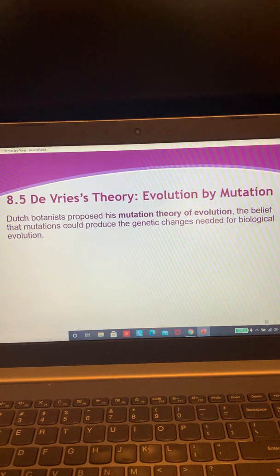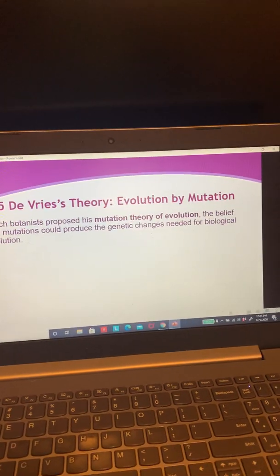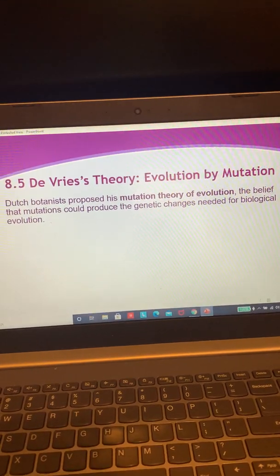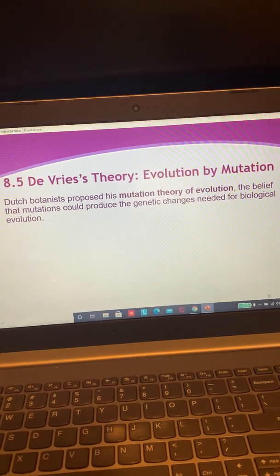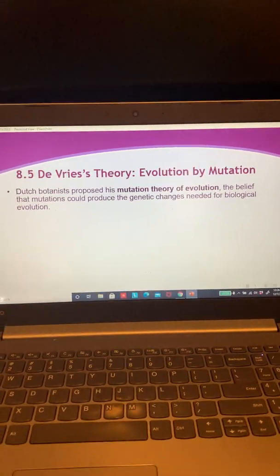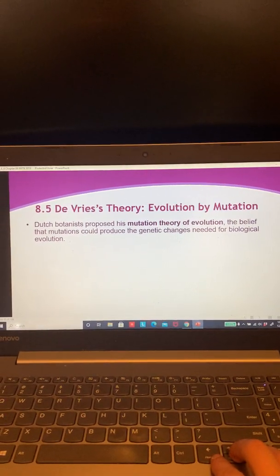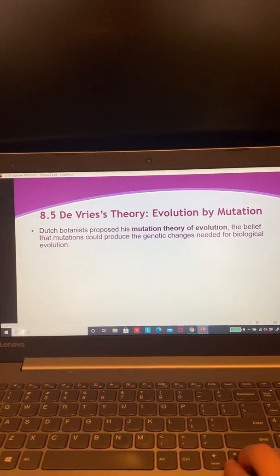Well, De Vries came about his theory when there was more knowledge about mutations and genetics. He was a Dutch botanist. A botanist studies plants. So he was studying plants and he proposed his mutation theory of evolution, which was the belief that mutations could produce the genetic changes needed for biological evolution. He said this because he noticed that if there was a mutation in genes, then there was a mutation in the phenotype and the genetics of the plant.